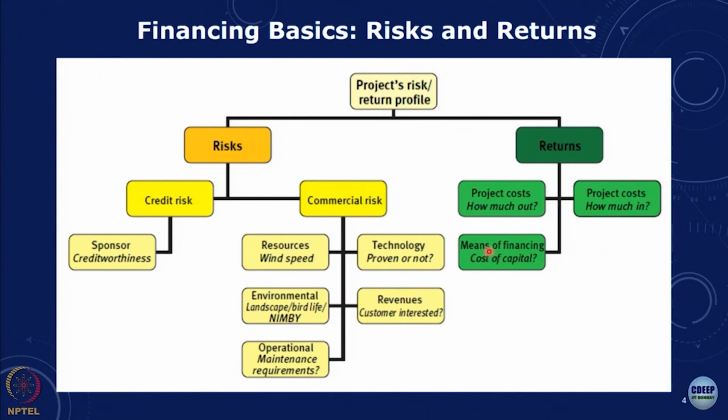In terms of the returns, the project costs, there could be cost overruns, there could be project delays, and we can look at how much cost is put in and how much we have to actually pay out and how much we are getting in, and then what is the mode of financing. There's a financing risk and what is the cost of capital. So this is essentially the overall picture of some of the kinds of risks and returns.